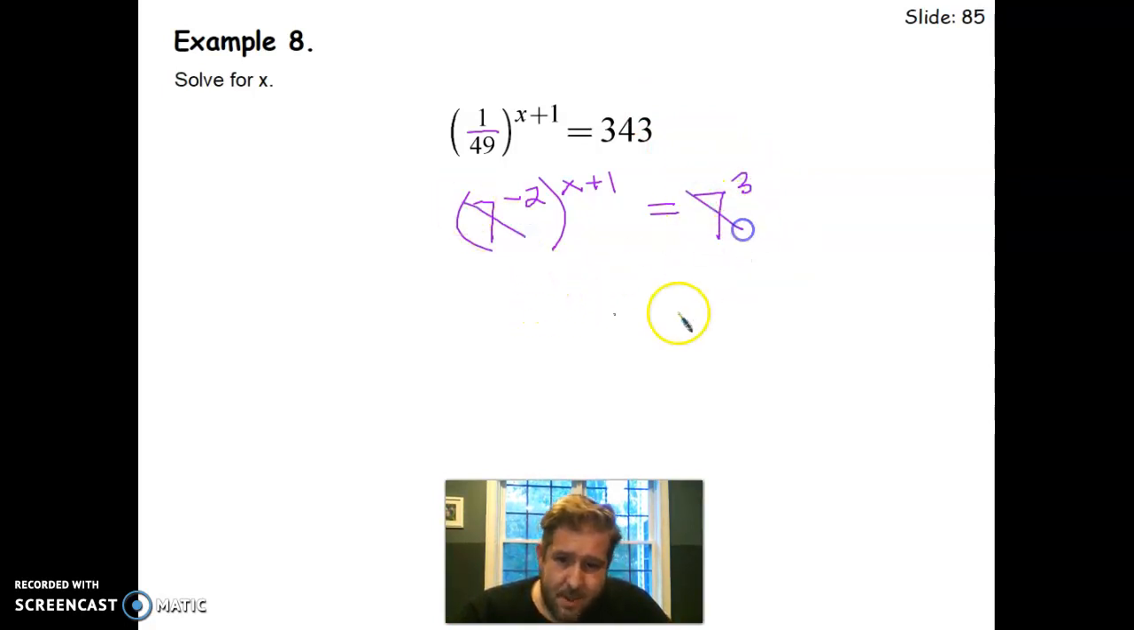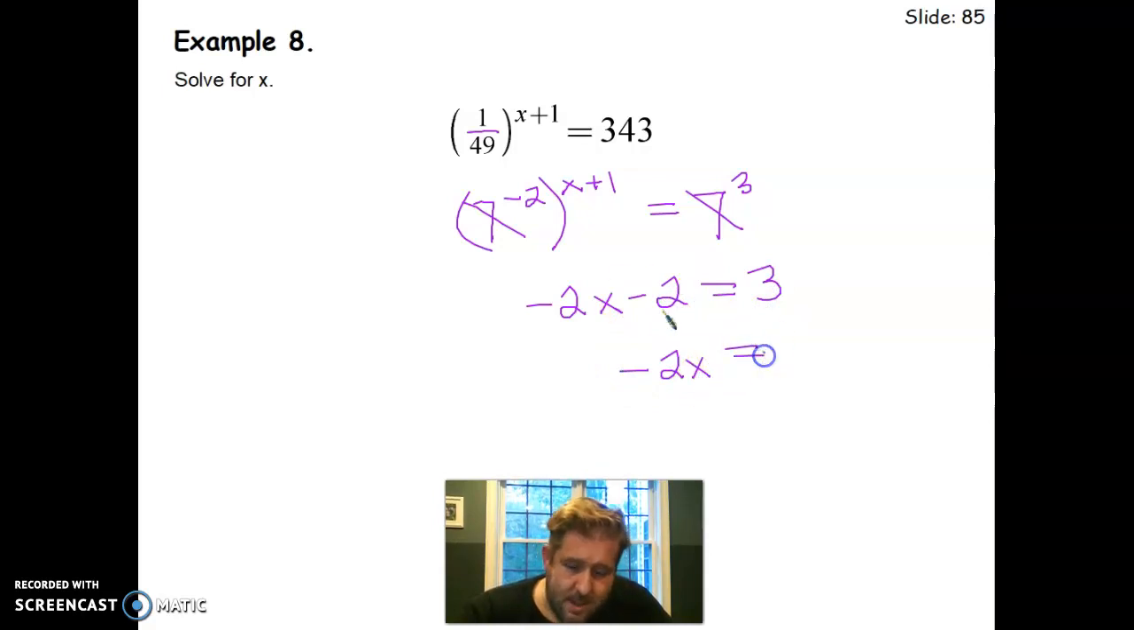The 7 bases cancel. We're left with negative 2x minus 2. Remember, you have to distribute. Then we get negative 2x equals, add 2, you get 5. Divide by negative 2, and there's your answer, negative 5/2.